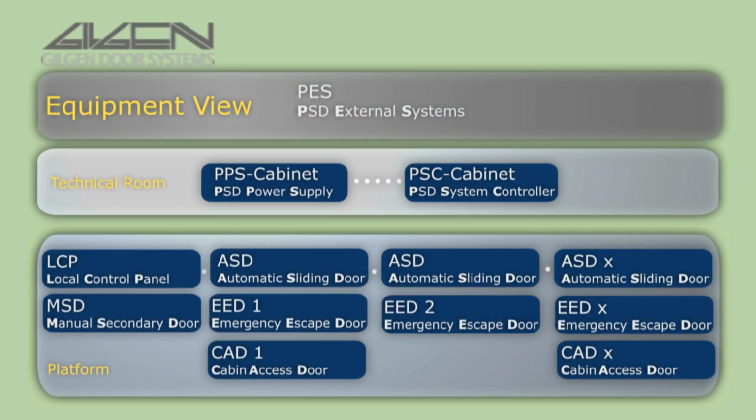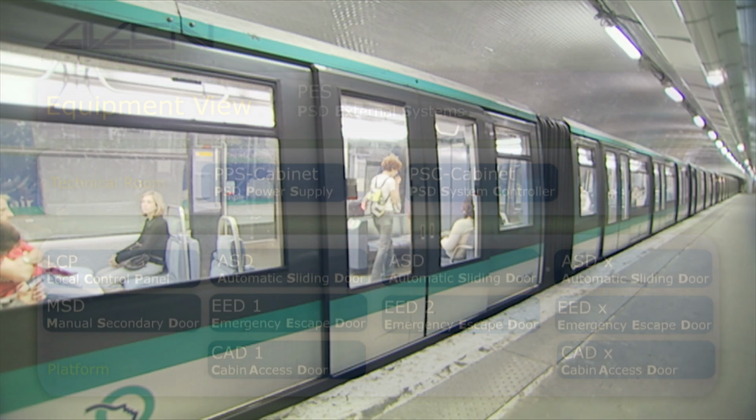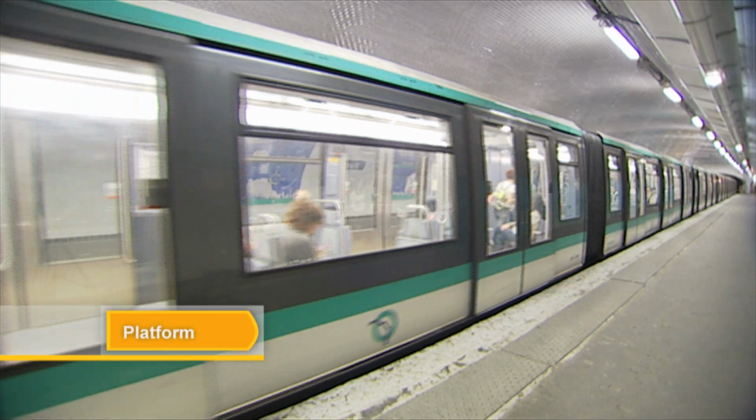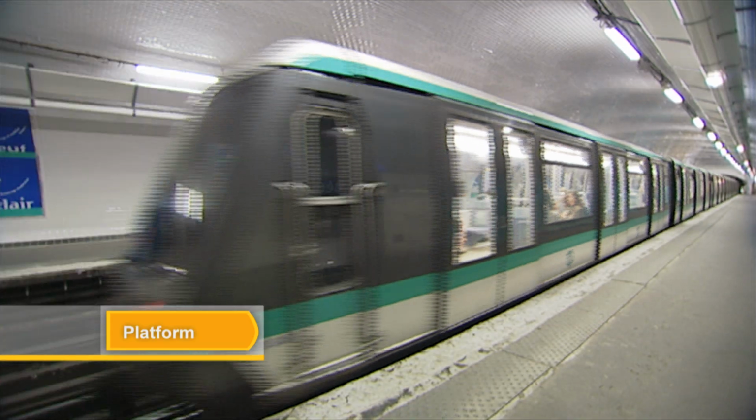And the second area, the so-called platform, where the platform screen doors, consisting of automatic sliding doors, ASD, and of emergency escape doors, EED, are positioned and operated.